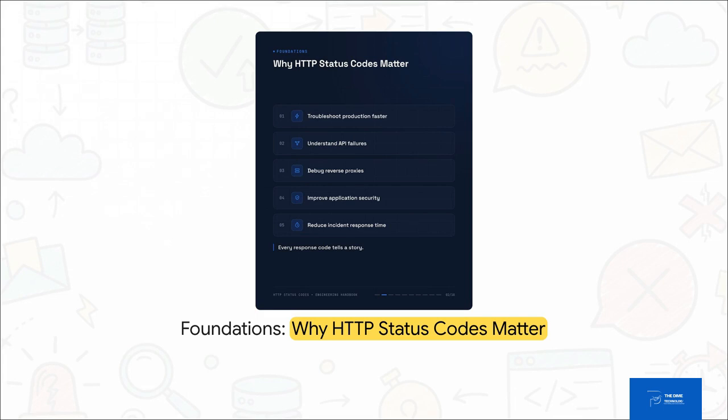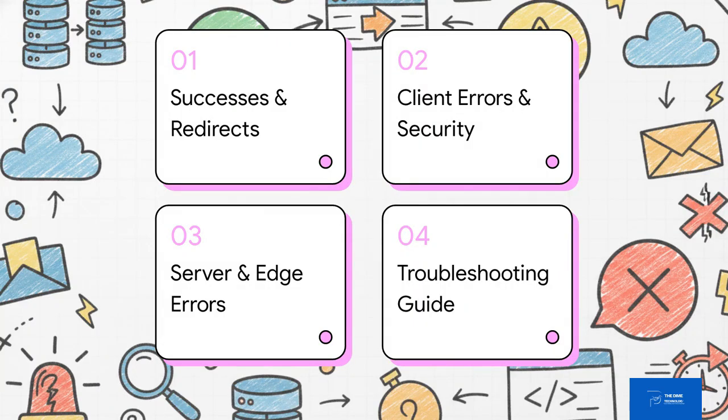And this really gets to the core of what's at stake here. Mastering these foundations isn't just about memorizing textbook definitions. It's about how you troubleshoot production systems faster. Truly understanding these codes is how you debug complex reverse proxies, figure out why an API is failing, and, surprisingly enough, even how you harden your application's security. At the end of the day, internalizing these codes is the absolute fastest way to drastically reduce your incident response time.